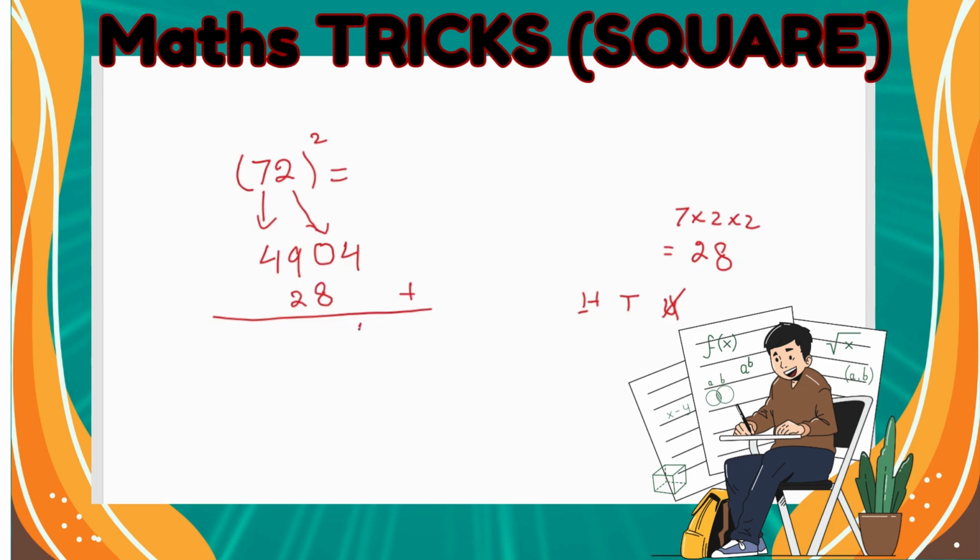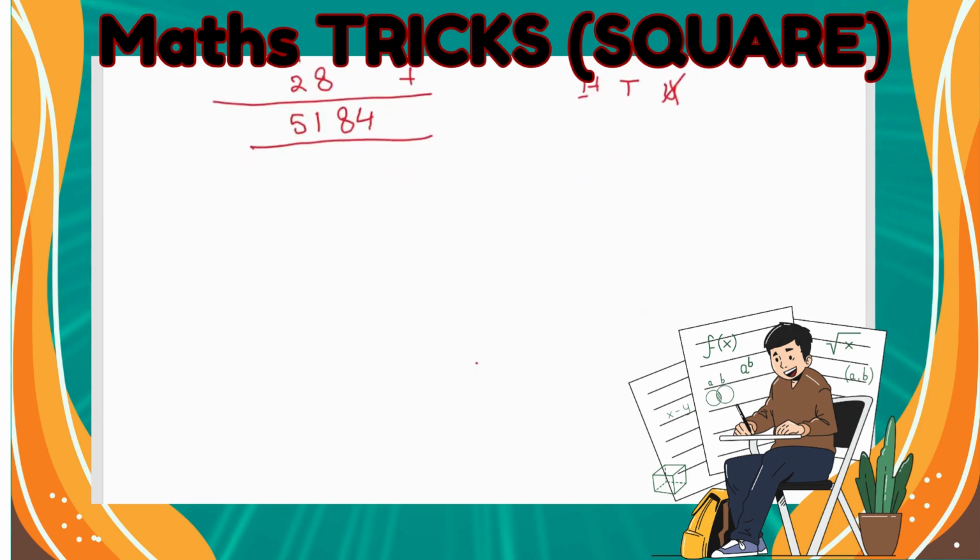Now we're going to add them up. 4, 8, 9 plus 2 is 11 and 4 plus 1 is 5. So our final answer is 5,148. Because I'm doing it very slowly, that's why it's taking time. Otherwise, you can do all of these questions in 2-3 seconds, not more than that.